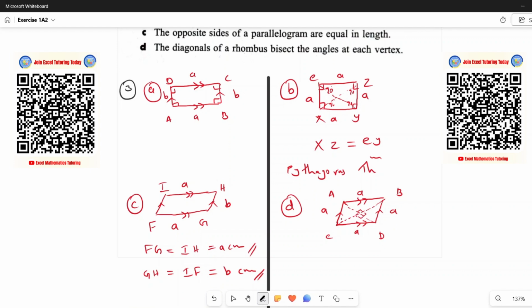And here these two angles will be bisected equally. So the diagonal also bisects equally the angles at each vertex. That's the property of a rhombus. You can draw it using the divider and find that out easily. You can use the protractor to find the angles at each vertex.